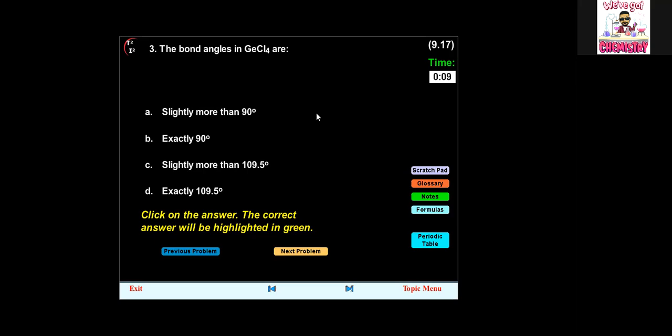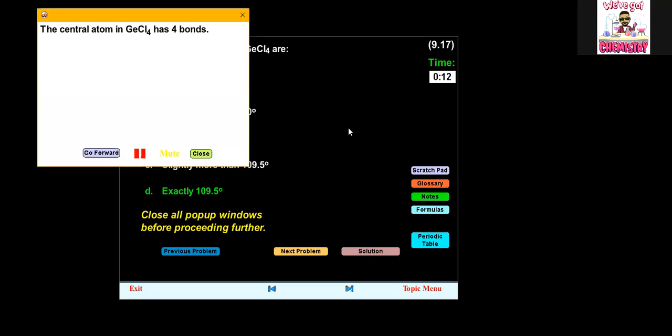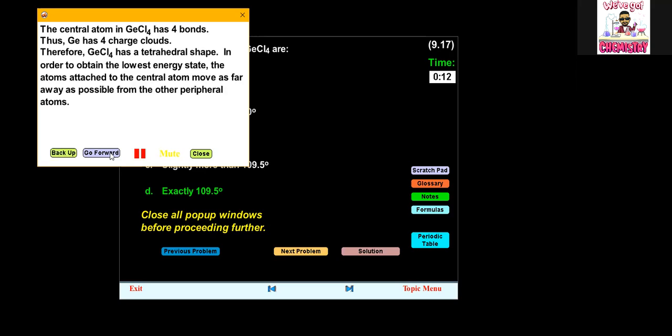The bond angles in GeCl4 are 109.5. The central atom in GeCl4 has 4 bonds. Thus, Ge has 4 charge clouds. Therefore, GeCl4 has a tetrahedral shape. In order to obtain the lowest energy state, the atoms attached to the central atom move as far away as possible from the other peripheral atoms.